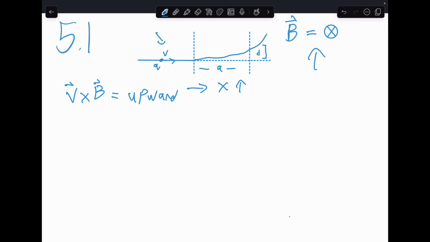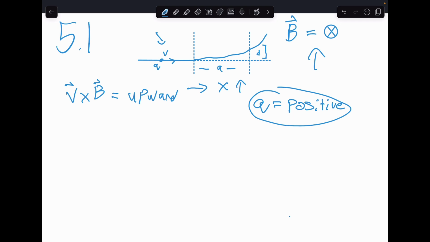So the problem is asking for the charge. So charge Q would be positive. It's going upward. First part of the problem. Let me keep reading. Second part. In terms of a, d, B, and Q, find the momentum of the particle.